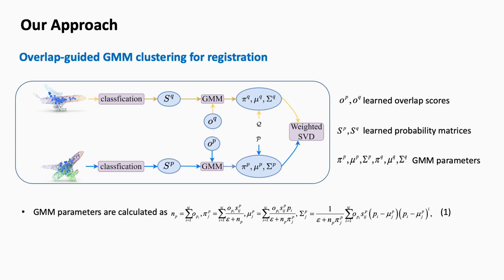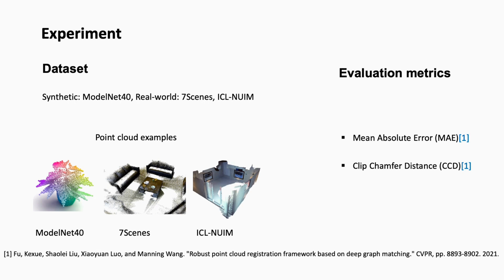We perform extensive experiments and ablation studies on synthetic and real-world point cloud datasets, including ModelNet40, 7Scenes, and ICL-NUIM. Here we give an example for each dataset. We evaluate the registration quality by using the mean absolute error, MAE, between the estimated rotation angle and ground truth angle and the estimated translation and ground truth translation. We also use clipped chamfer distance, CCD, which measures how close the 2 point clouds are aligned with each other.